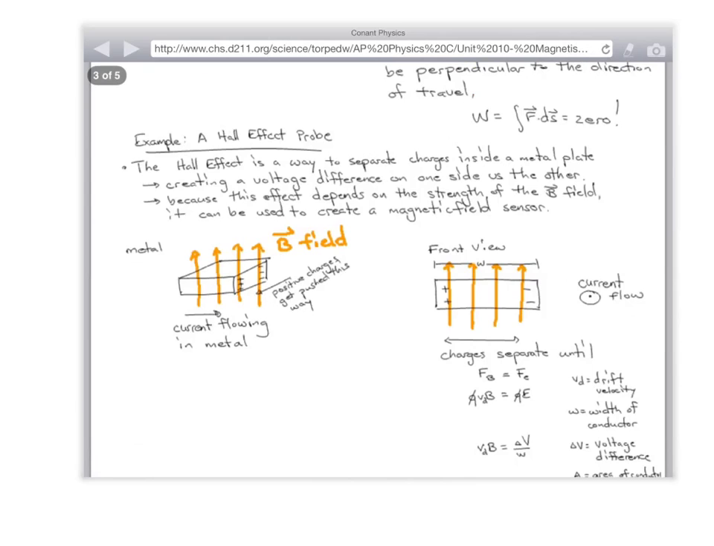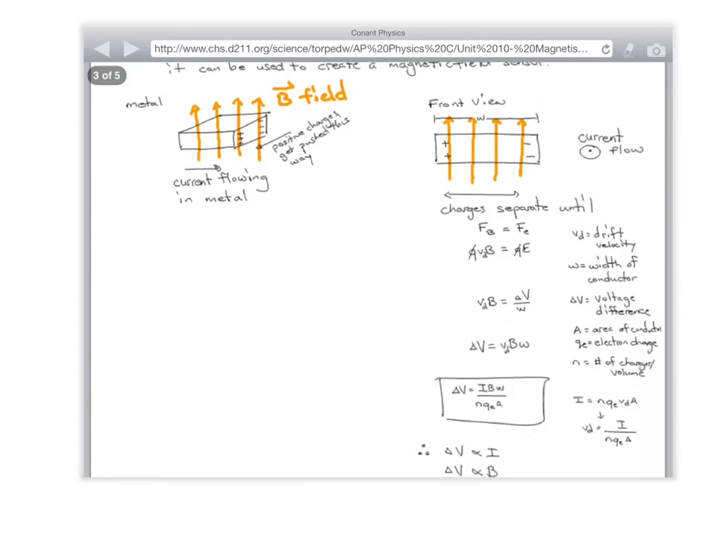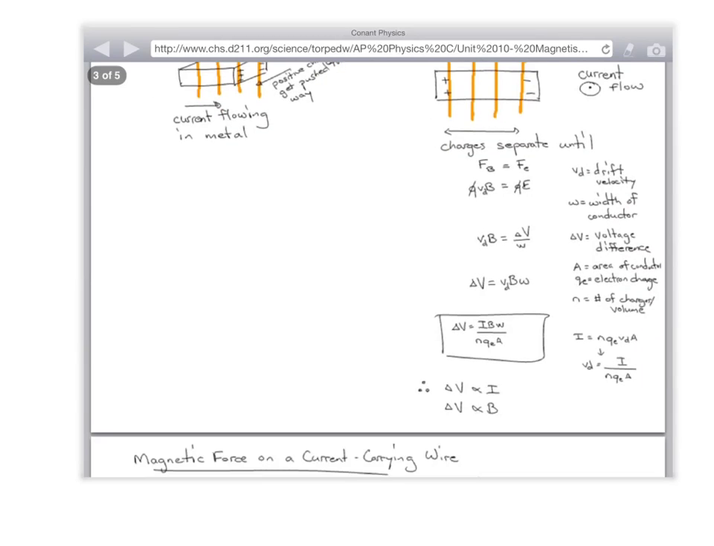Guess what you could do with that? Calculate the difference. Voltage difference. You stick a voltmeter on either side of the wire, and the voltmeter will tell you how strong the magnetic field is. That's why it's called a Hall effect probe. And you're going to see some problems on this. Yeah, someone was trying to create a keyboard with Hall effect sensors. Yep. And that's it for today.